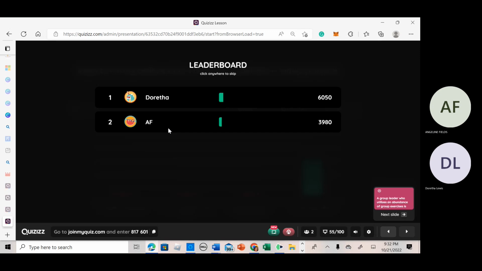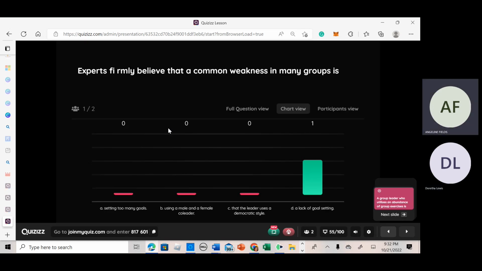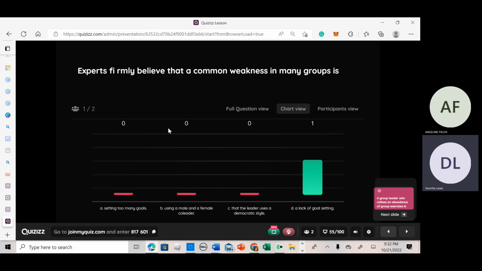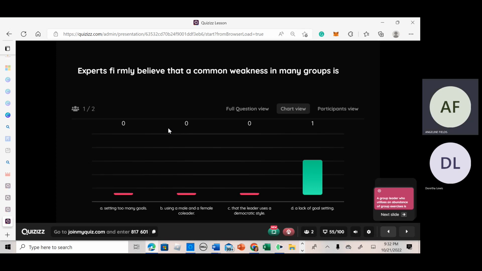I apologize. So experts firmly believe that a common weakness in many groups is, and the correct answer is, a lack of goal setting. Often goals are defined, yet they are too vague. So a common weakness in many groups is a lack of goal setting, so not setting enough goals.